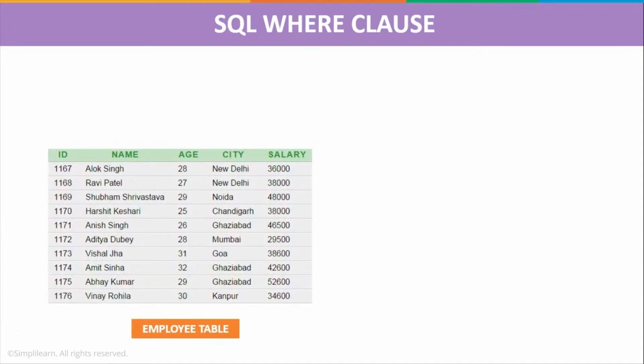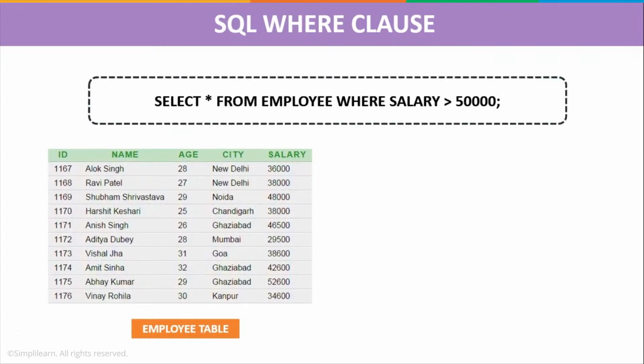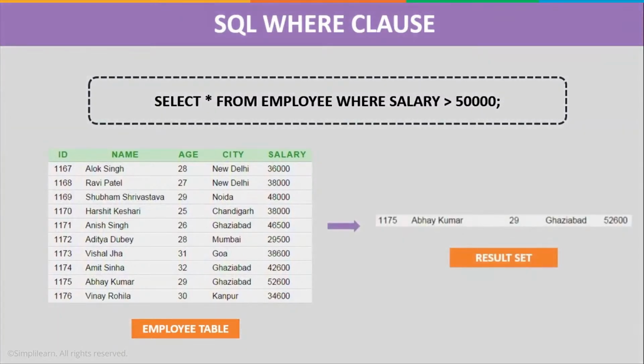Now let's say if I want to find the employee who is having the maximum salary in this table. And for that, I'll write a query stating select star from employee where salary is greater than 50,000. Now if you implement this query, it will basically show those records which is having salary more than 50,000. Now if you look into the table, Abhay Kumar, whose ID is 1175, is having 52,600, which is greater than 50,000. So in this way, where basically meets the condition that is set by the user.